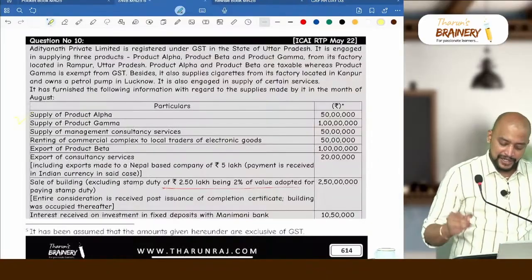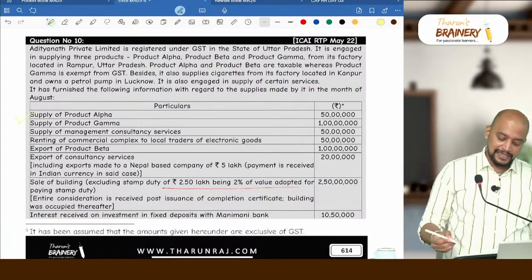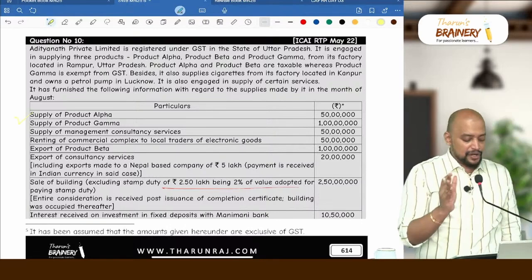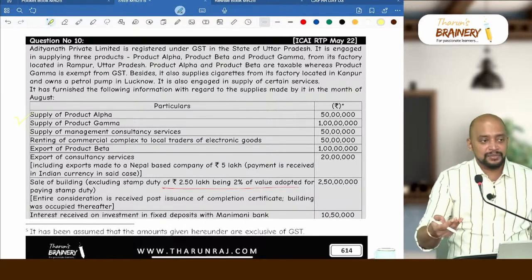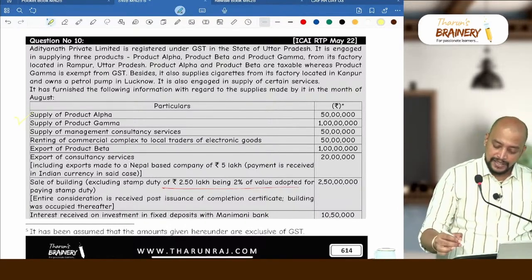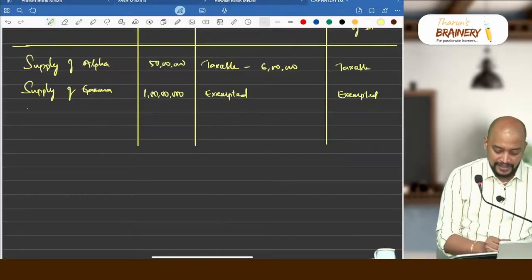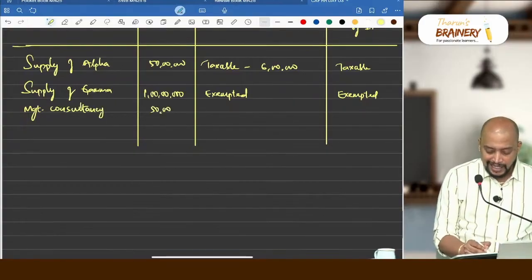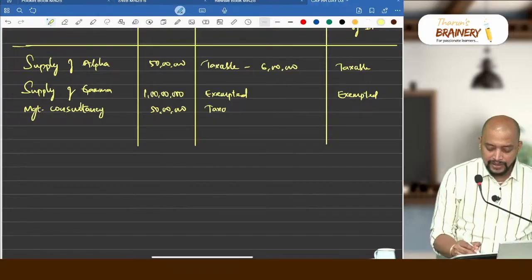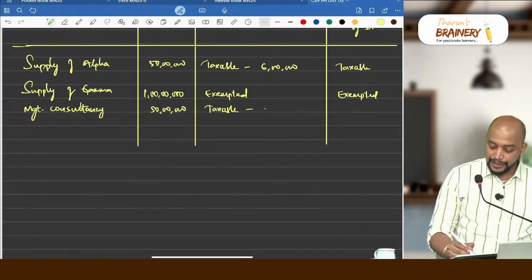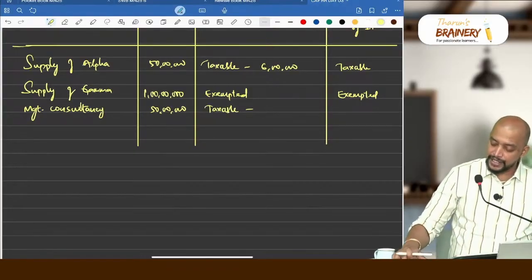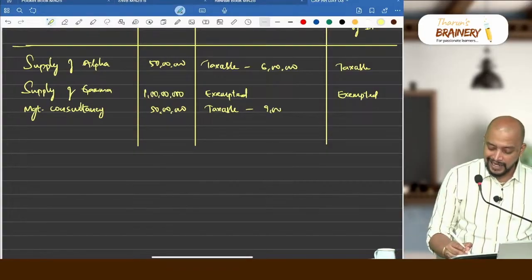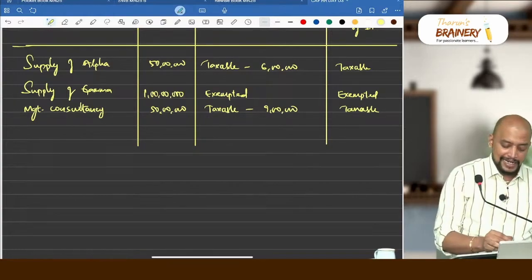Then next transaction is supply of management consultancy services, 50 lakhs. They have not given anything. Nothing is given means it will be taxable. So what is the rate of GST? 18%. So management consultancy, how much? 50 lakhs. And it is taxable. As it is taxable for payment of GST, we need to take GST, how much? 50 lakhs into 18%, that will be 9 lakhs. As it is taxable for payment of GST, definitely it will be taxable even for ITC purpose.